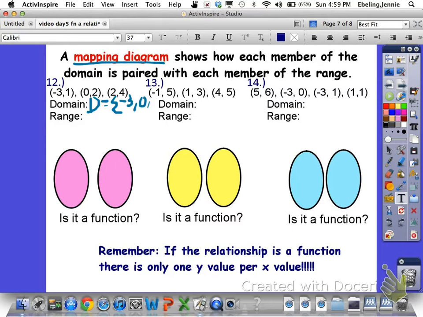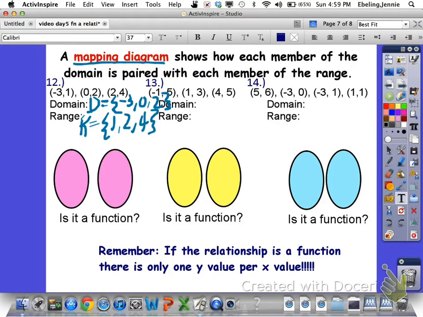And they should be written in numerical order. Now I use a capital D to represent domain. I use these fancy brackets around the -3, 0, 2, though you can't really tell they're fancy brackets with my pen. The range is all of the y values, so I use a capital R, fancy bracket, and then I put the range values in there, 1, 2, and 4, and they should be in numerical order.